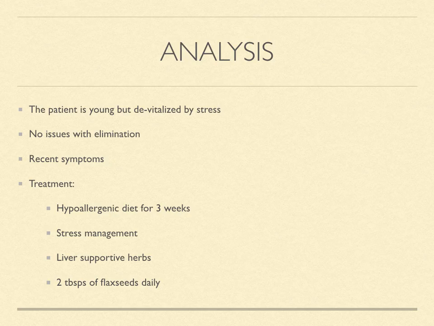We use liver supportive herbs. We talked about those in a previous presentation, but that would basically be things like milk thistle, dandelion, fumitory, black radish, cruciferous vegetables, and 2 tablespoons of flax seeds daily to make sure she has soluble fiber to absorb the toxins that will be mobilized from the diet and supporting the liver.